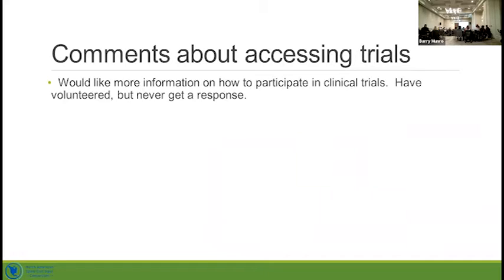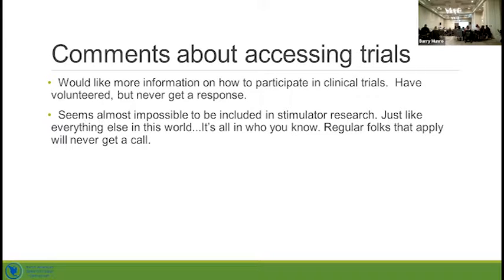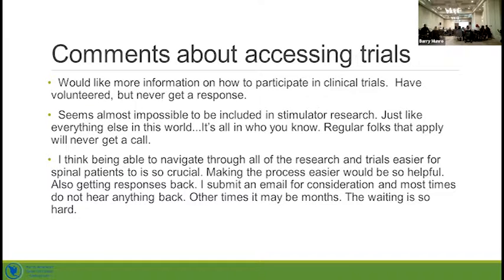First one: would like more information on how to participate in clinical trials, have volunteered and never get a response. Next: seems almost impossible to be included in stimulator research. Just like everything else in the world, it's all in who you know. Regular folks apply and will never get a call. Next: I think being able to navigate through all the research and trials easier for patients is crucial. Making the process easier would be so much helpful.